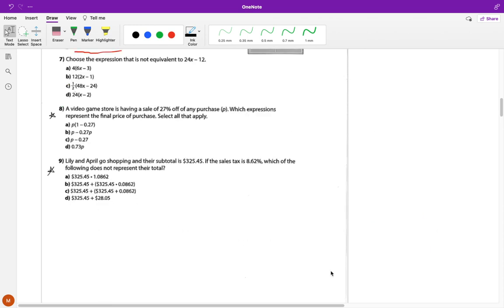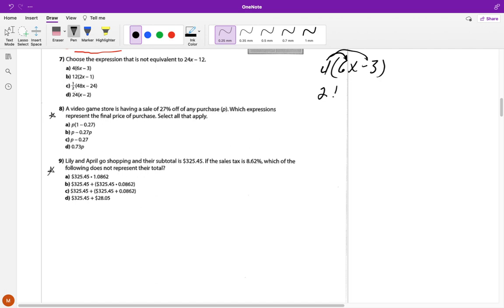All right, so for 7, it says choose the expression that is not equivalent to this. So if you want to know which one is not, we're going to have to just go through all of them. Like, once again, on your tests, there's no multiple choice. But if there was one like this, you just go through all the answers and just simplify them.